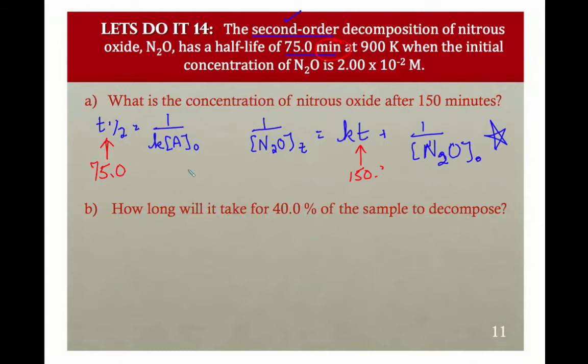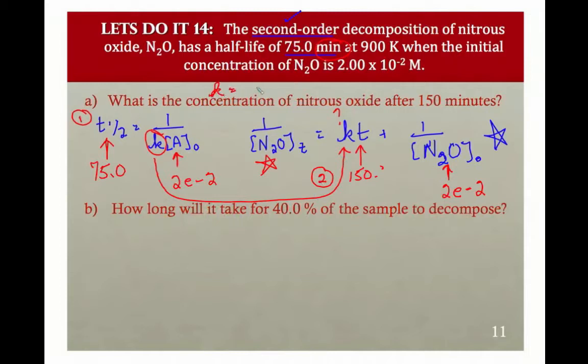So that's 150 minutes. Now, our initial concentration of A naught is 2 times 10 to the minus 2, and we can put that in here since our A naught references the N2O. Now, what we're after, this is our ultimate unknown. But you notice right now, I actually have two unknowns in this equation. Well, that's okay, because our first equation gives us our value for K. So what you do is you solve this equation for K, and then we're going to substitute that value in right there.